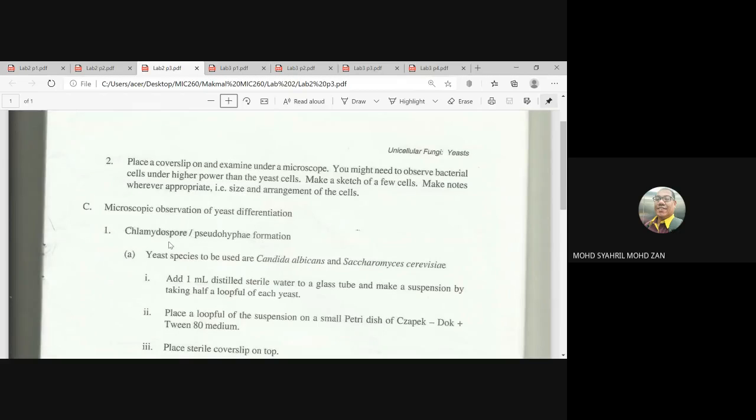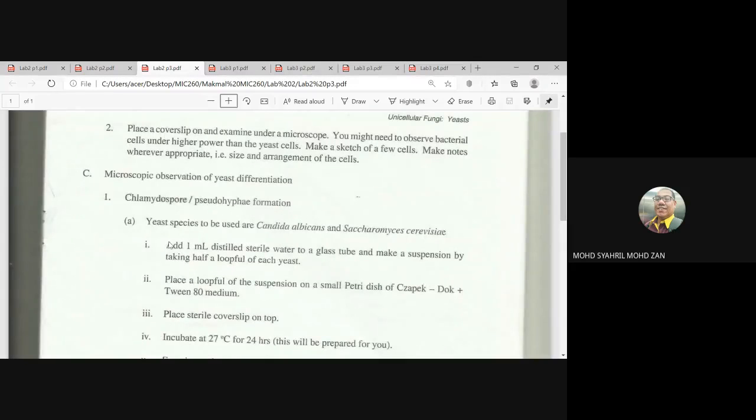Okay, number 1, we're using what we call yeast pertama, iaitu Candida albicans and Saccharomyces cerevisiae. Alright. So pertama adalah kita kena cari formation of chlamydospore ataupun pseudohyphae pada dua jenis yeast yang kita gunakan, iaitu Candida albicans dan juga Saccharomyces cerevisiae. Okay, this is example of yeast. So yeast ada dua spesies, iaitu Candida albicans dan juga Saccharomyces cerevisiae. Right?